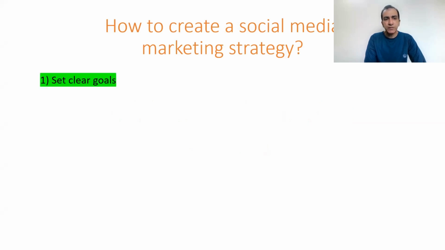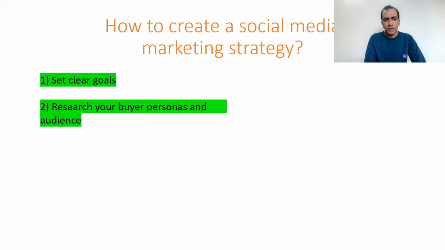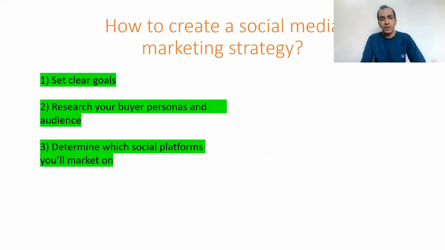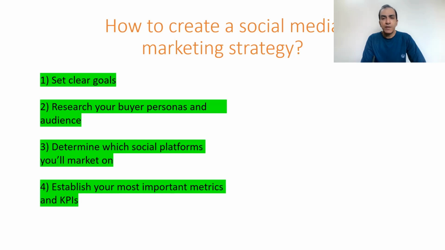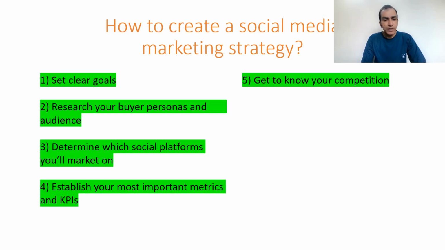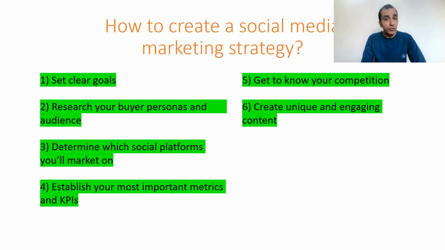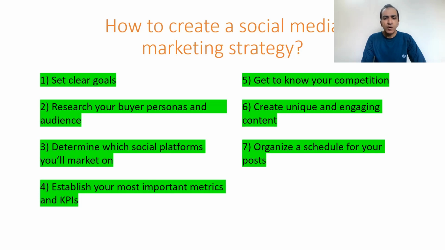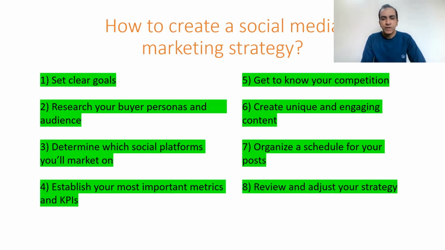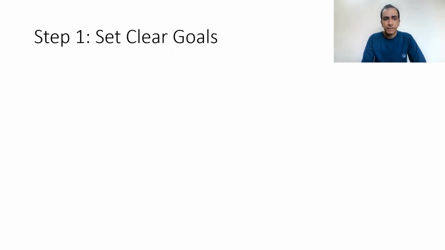So, the first step is to set clear goals. Then research your buyer personas and the audience. Determine which social marketing platforms you'll market on. Establish your most important metrics or KPIs. Get to know your competition. Who are your competitors? Creating unique and engaging content. This is the most important step. And organize a schedule for your posts. Review and adjust the strategy. Now we will go into detail of each and every step.